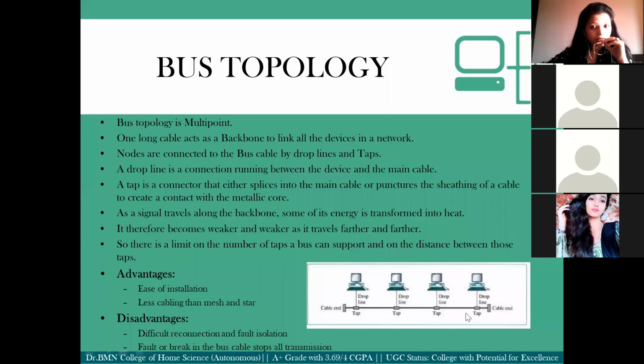As it travels farther and farther, it becomes weaker and weaker because more energy is transformed into heat. And generally, you all must have seen computers get hot. For computers, you need air conditioned rooms, right? Why is that happening? Because the energy is getting transformed into heat, and when it goes beyond, it might also catch fire, right?